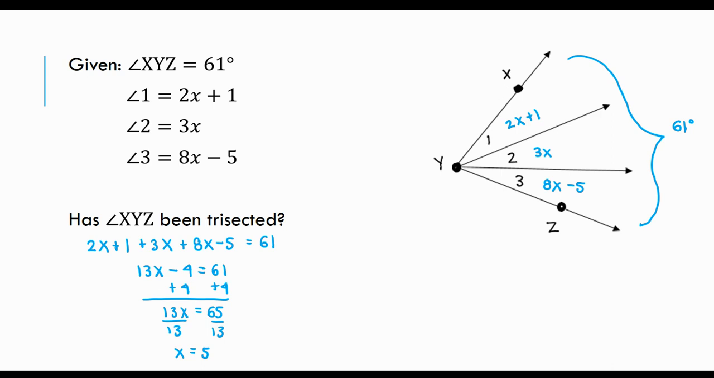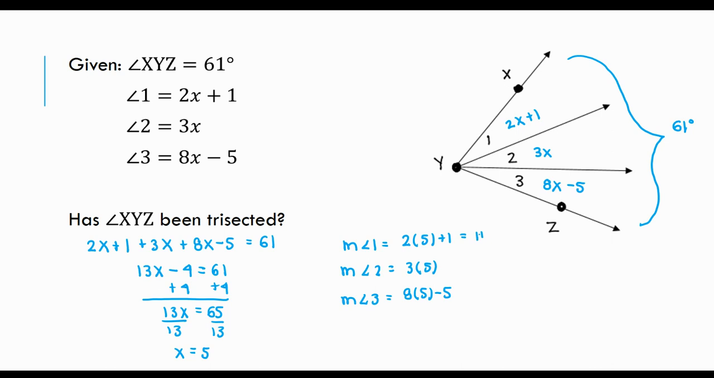All right, so that's not my final answer. I want to know, do I have a trisected angle? So that means I want to know, well, what's the measure of angle 1? What's the measure of angle 2? What's the measure of angle 3? So I'm going to start substituting 5 back into each of those smaller little expressions. So we'll have 2 times 5 plus 1. We'll have 3 times 5, and we'll have 8 times 5 minus 5.